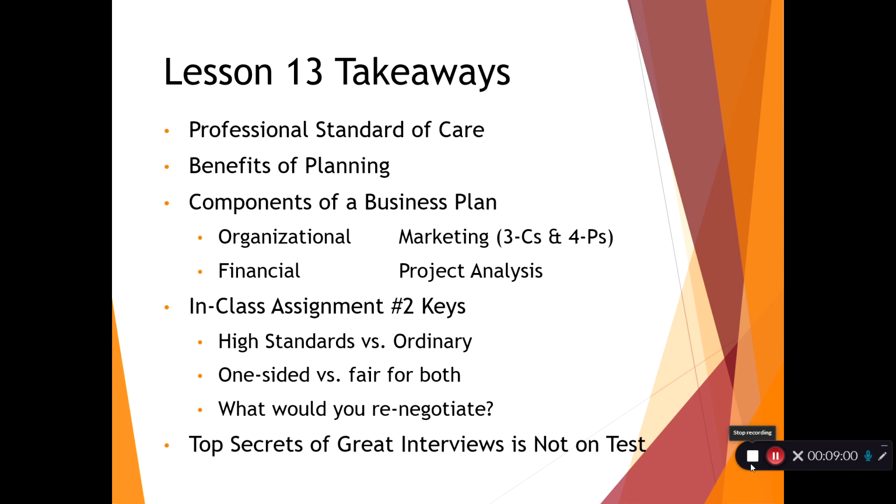So now that we're concluding with our business plan, remember these takeaways. Professional standard of care always has to be our umbrella by which we perform work. The benefits of planning, both from a big picture perspective and into the components of a business plan, where we talked about the 4 areas of a business plan. And remember the in-class assignment keys that we will be having from that assignment for understanding those high standards versus ordinary standard of care. Are agreements one-sided or fair for both sides? And what should we do to renegotiate components of an agreement before we sign?